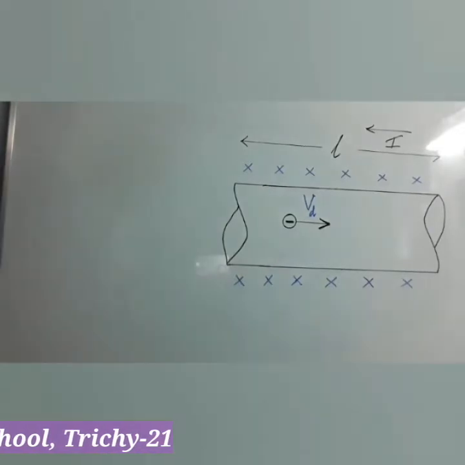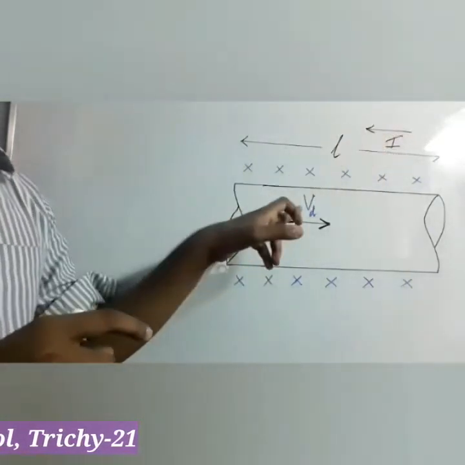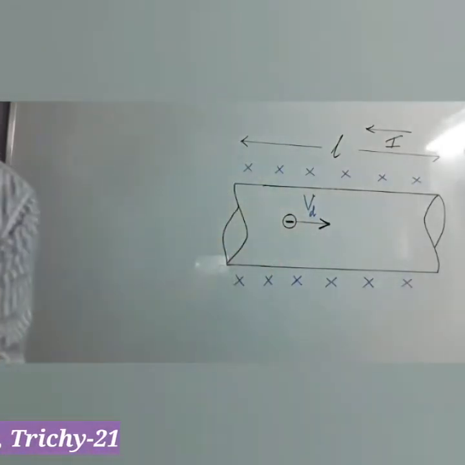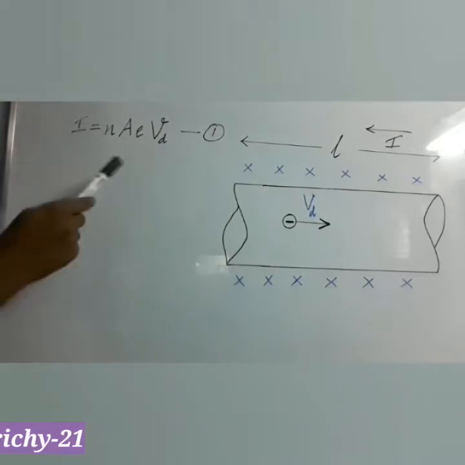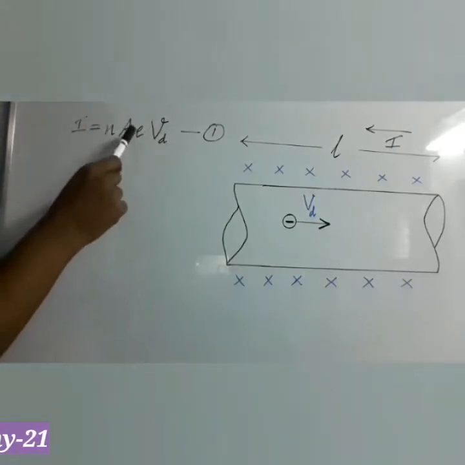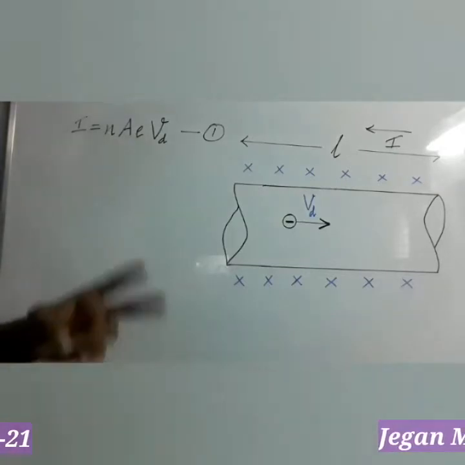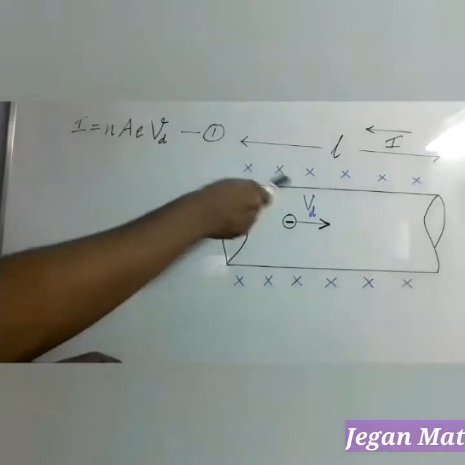Here, can we relate the current I and the drift velocity? Yes, we can. Here is an expression which gives the relation between current I and drift velocity Vd: I equal to n A e Vd, which you will learn in the second chapter. It can be considered as equation 1.